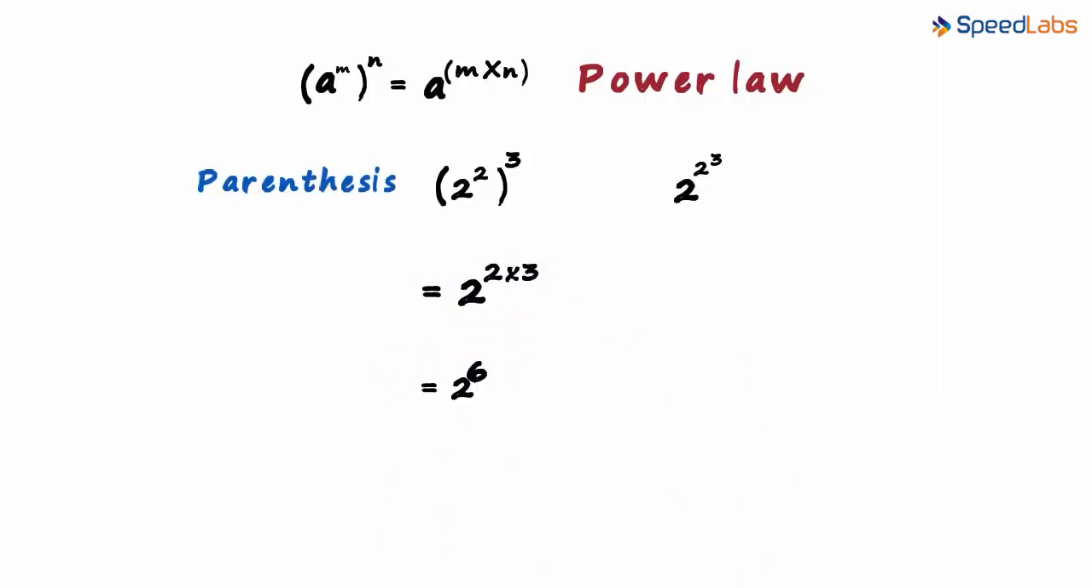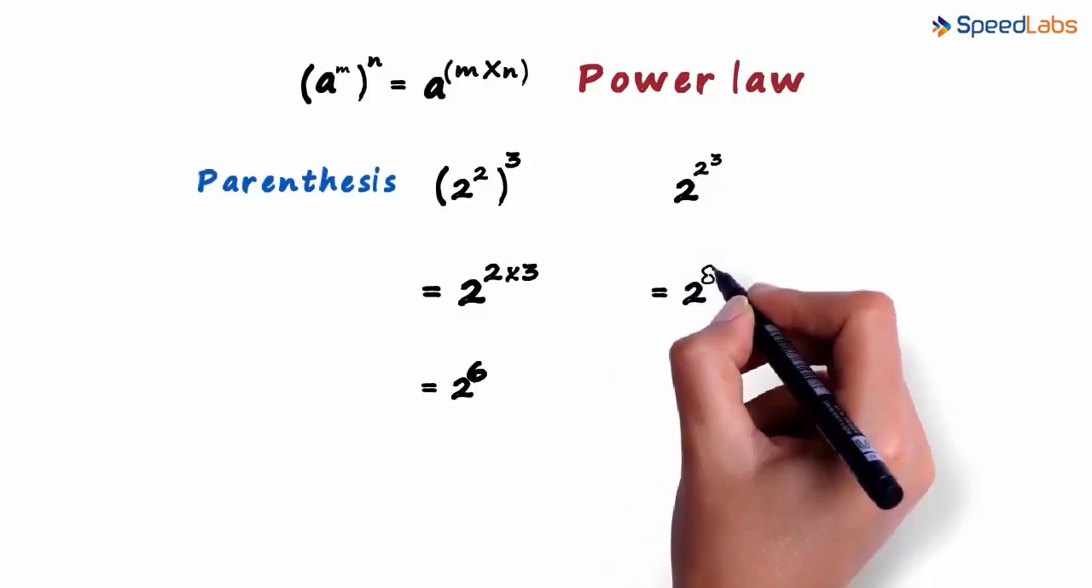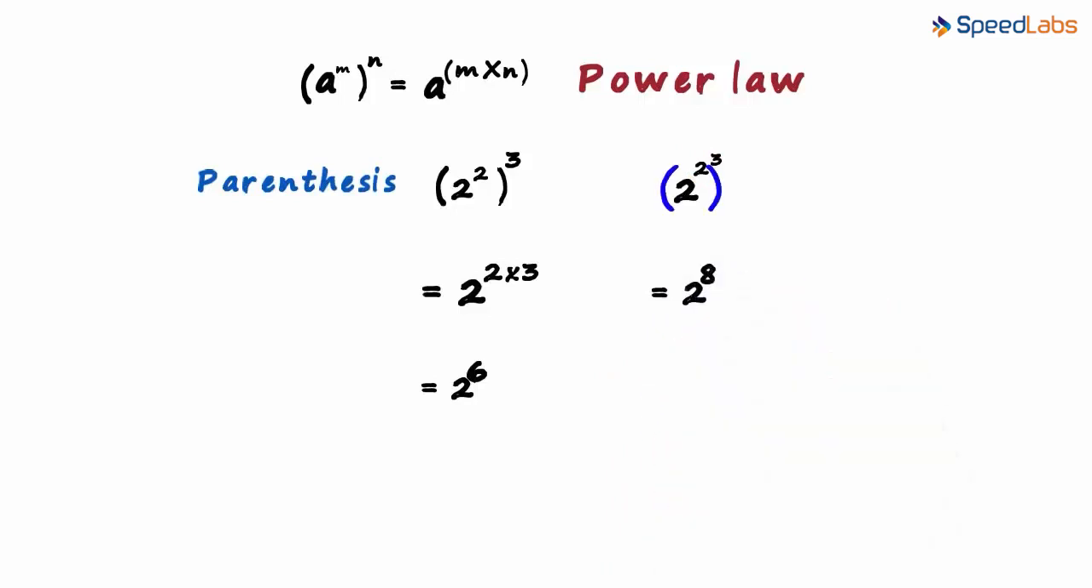In the second example, since the exponent is 2 raised to 3, which equals 8, we can write it directly as 2 raised to 8. So without the brackets, you get a different answer. So this term is read as a raised to m, the whole raised to n.